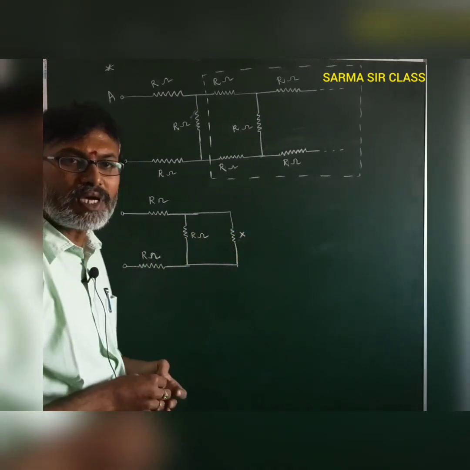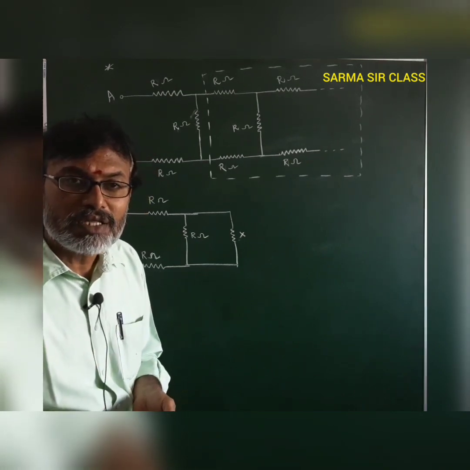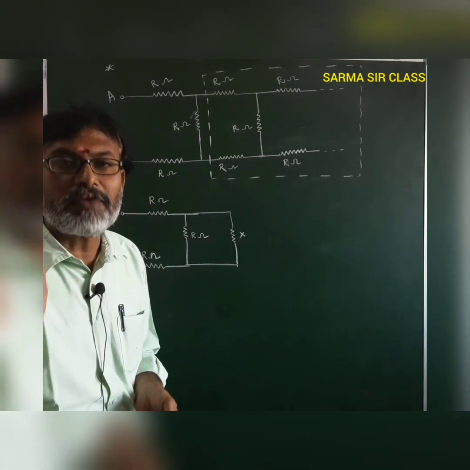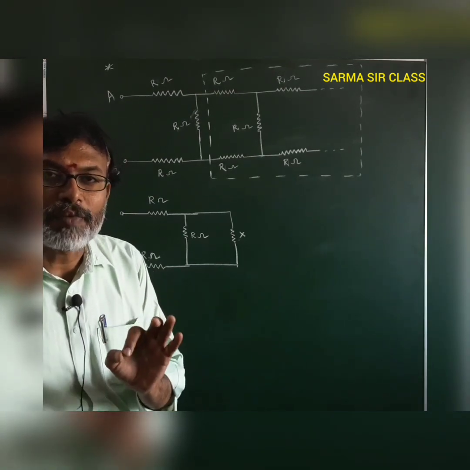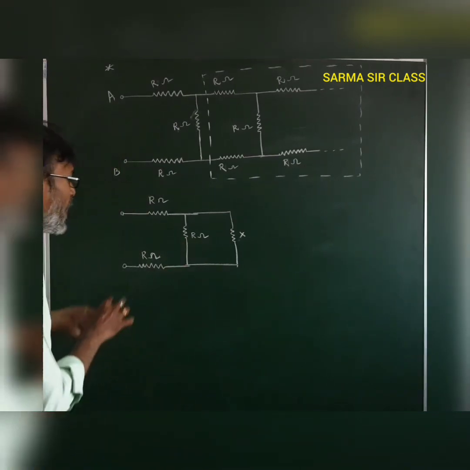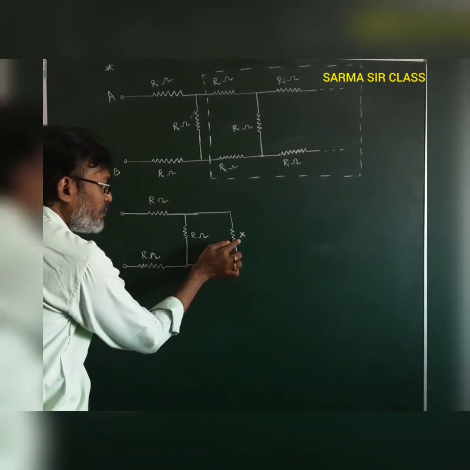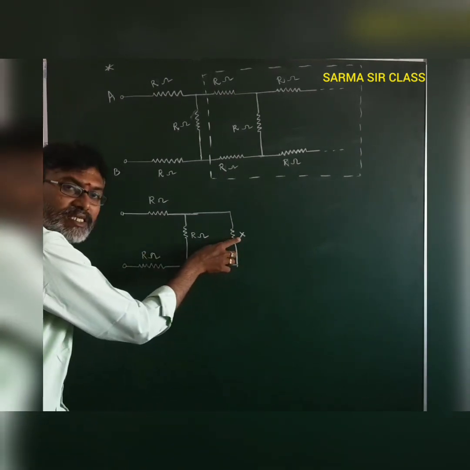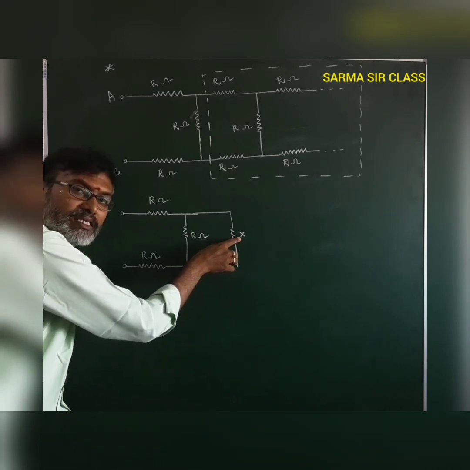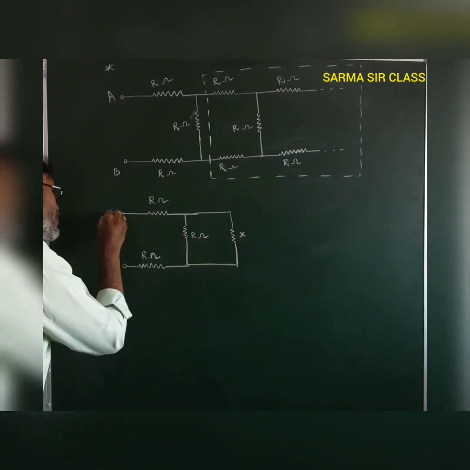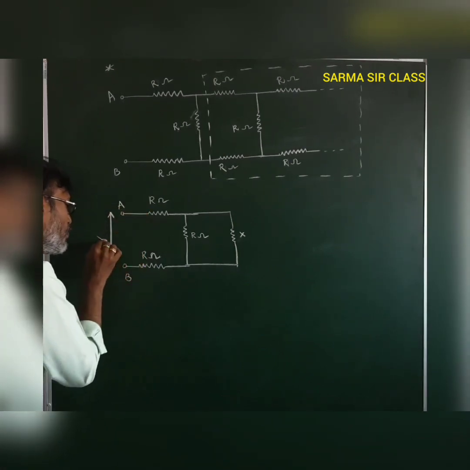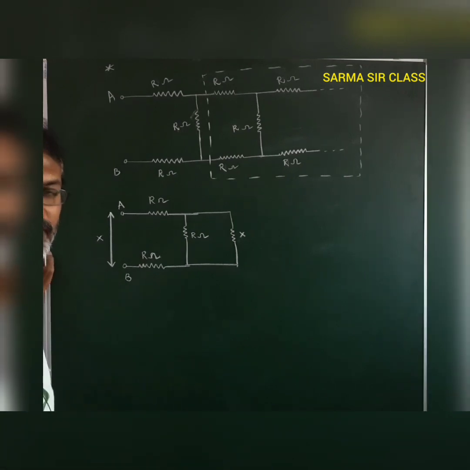Previously I said that if you add some charges to the earth or take some charges from the earth, there is no change in the potential of the earth. In the same way here, if you add some resistors to this infinite resistance, there is no change in the equivalent resistance. The equivalent resistance is X. So across A and B also the same equivalent resistance X is present.